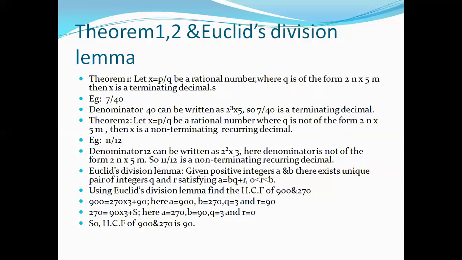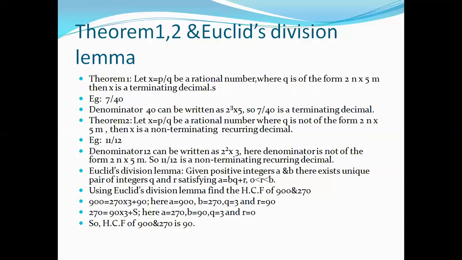Now, the divisor in the first step is going to become the dividend in the second step, whereas the remainder is going to become the divisor. So now 270 is equal to 90 into 3 plus 0. That means 90 times 3 is 270, the remainder is 0. So the divisor with which you got remainder 0, that is the HCF. This method you have learned in the lower classes, but this is using Euclid's division lemma, means using the formula you are finding the HCF.